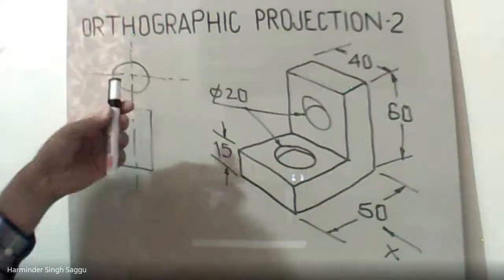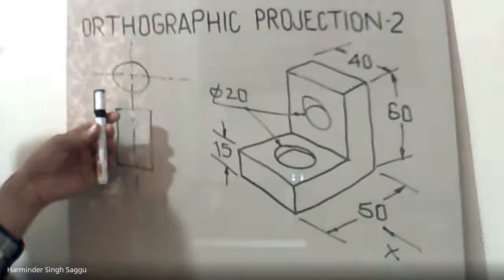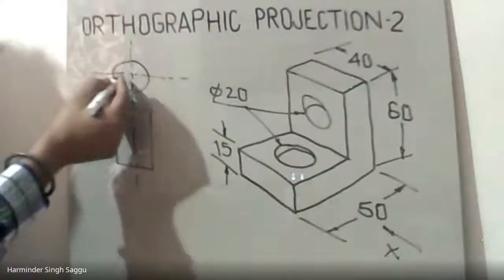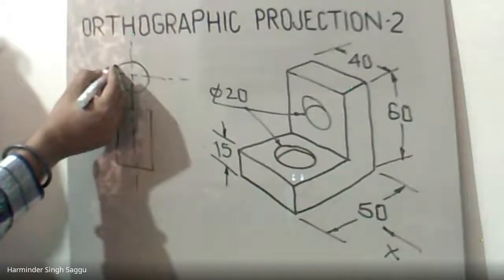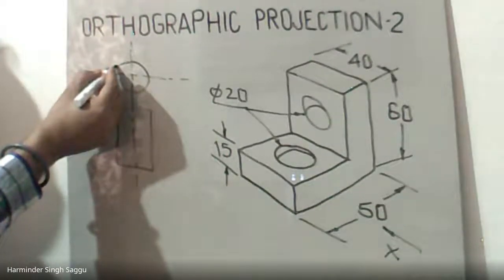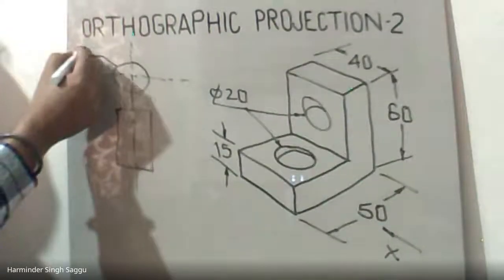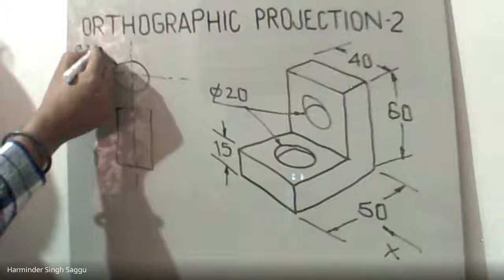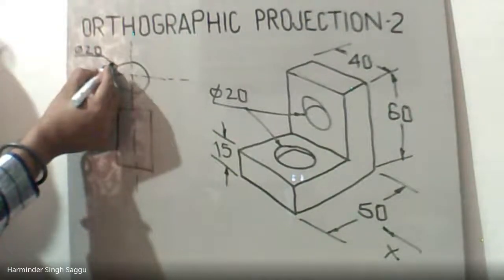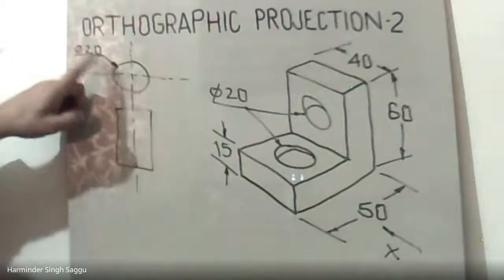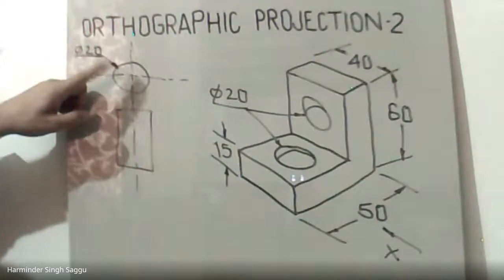Right. So dimensioning of this cylinder will be on its top view. Then, right, φ20 by this leader line. This is called leader line, 45 degrees. This line is at 45 degree leader line.